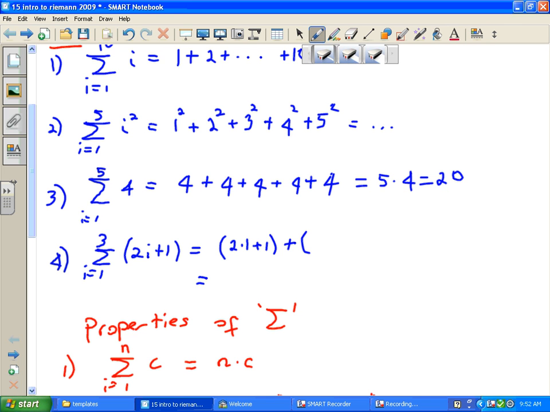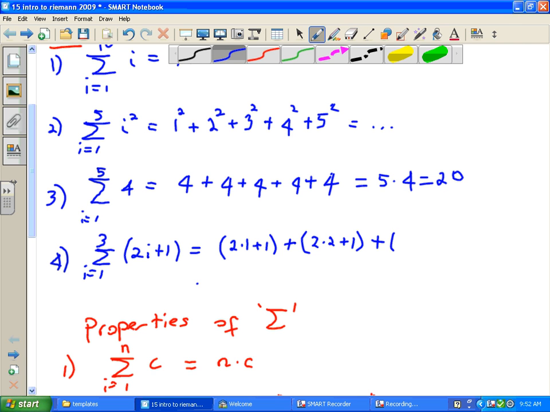Two times 2 plus 1. So basically, we're just replacing the I. We're leaving everything else the same. And should I go a few more terms? One more, right? Because the upper limit is 3. So it will be 2 times 3, 2 times 3 plus 1.